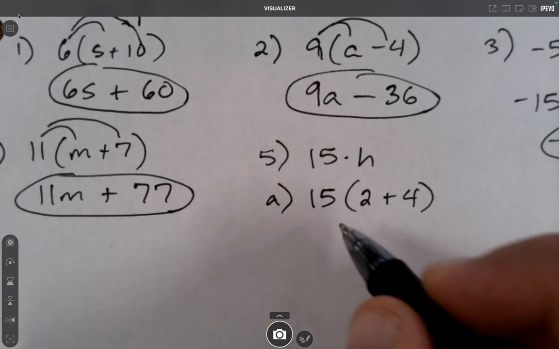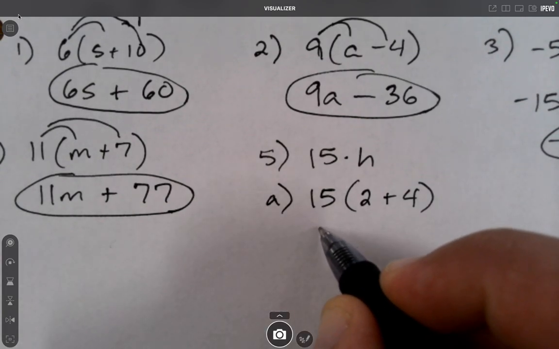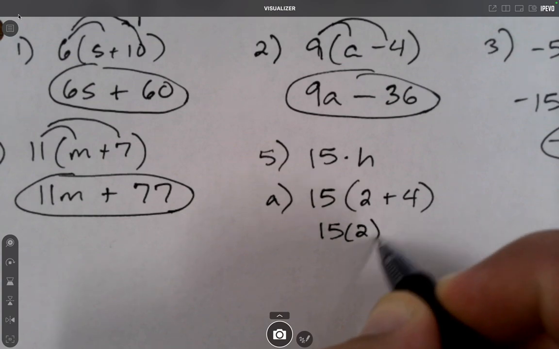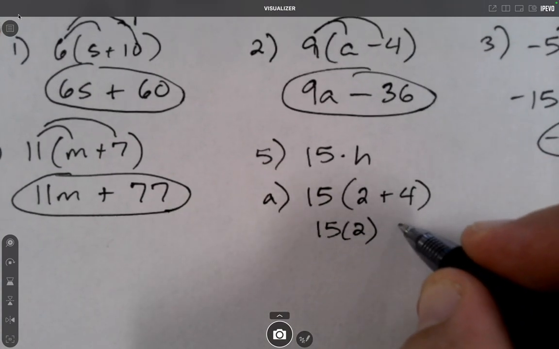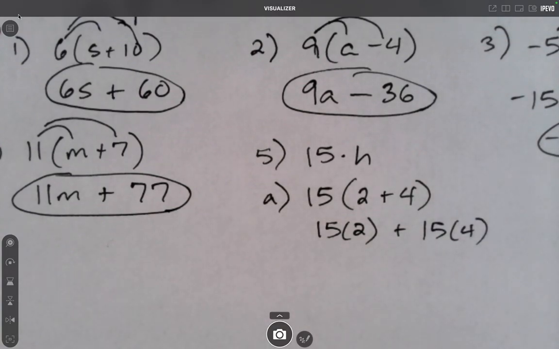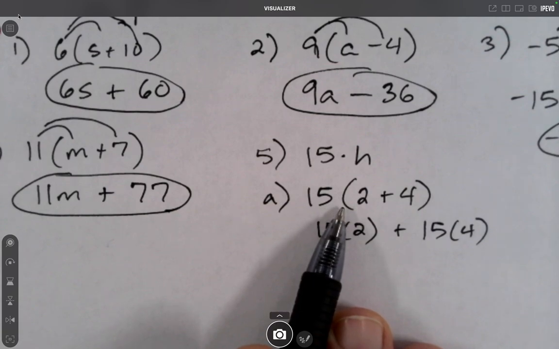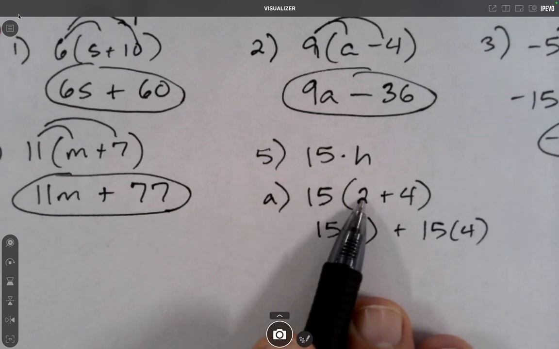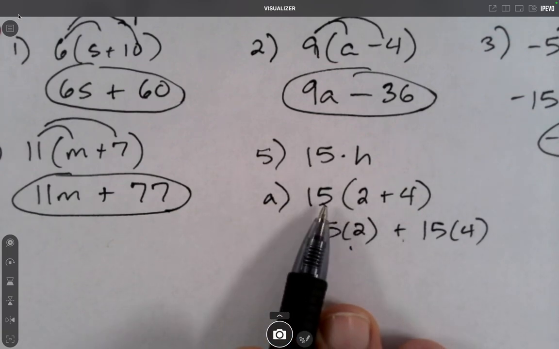Another way you could write it is, well, today I'm going to ride it for 2 hours, so today I'll be charged 15 times 2. Then tomorrow I'm planning to ride 4 hours, so I'll be charged 15 times 4. And the reason they want you to write it both ways is, if you notice, this is the same as the distributive property. 15 times 2 plus 15 times 4.